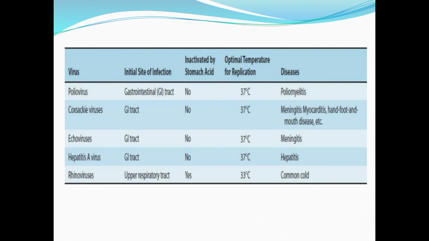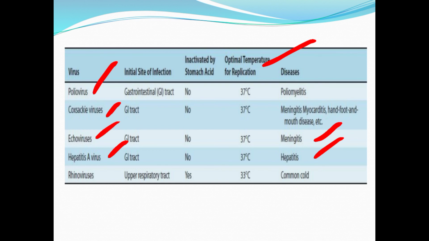Now, what are the medically important Picornaviruses? The first ones are poliovirus, coxsackievirus, echovirus, and hepatitis A virus. The site of initial infection is the GIT, they are not inactivated by stomach acidity, and the optimum temperature for these viruses is 37 degrees centigrade. Polio causes poliomyelitis, coxsackievirus causes meningitis, myocarditis, and hand, foot and mouth disease. Echovirus causes meningitis, and hepatitis A virus causes hepatitis.